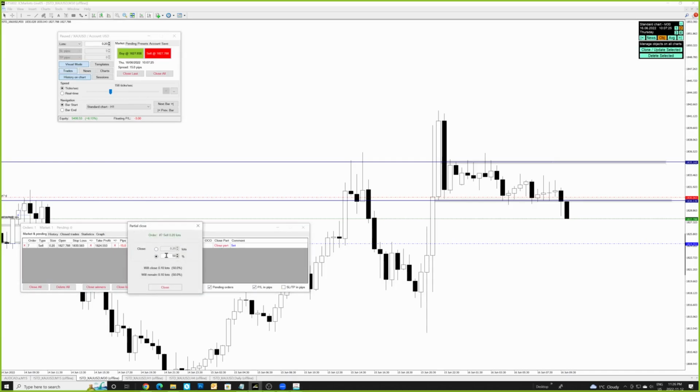Maybe lower this a little bit more, close like maybe 20% more. Yeah, that's good. All right. 15-minute candle closed. We're pushing down, which is good. Very good. The candle's about to close over here as well.